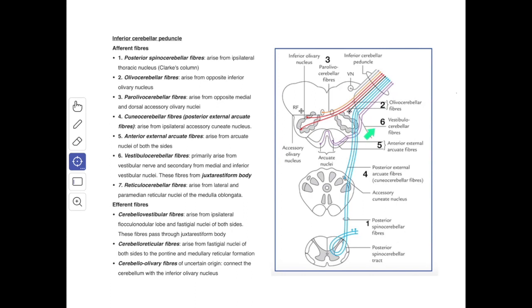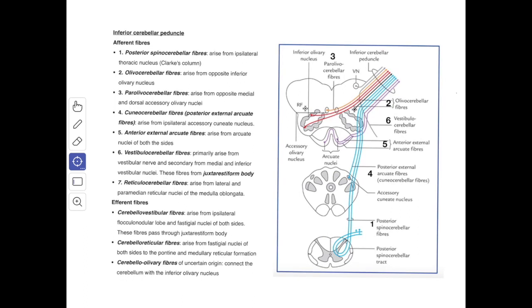These fibers form the juxta-restiform body. The seventh group of fibers are the reticulocerebellar fibers. They arise from the lateral and the paramedian reticular nuclei of the medulla oblongata.